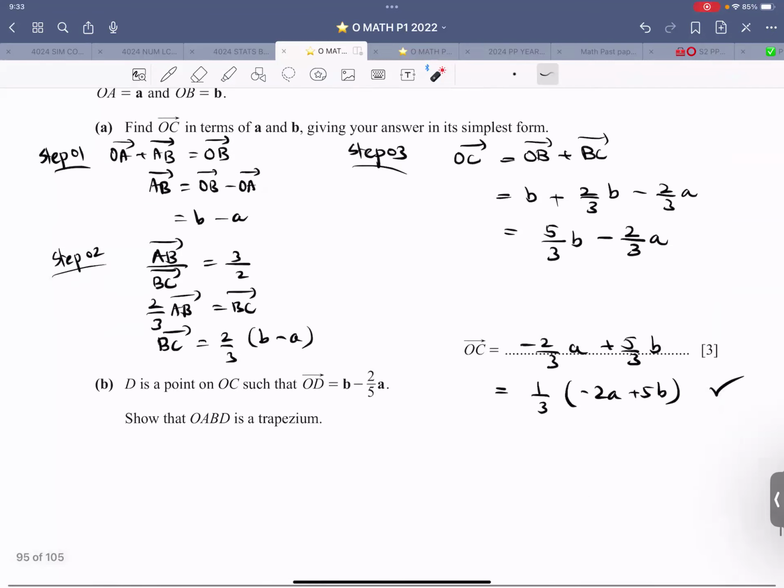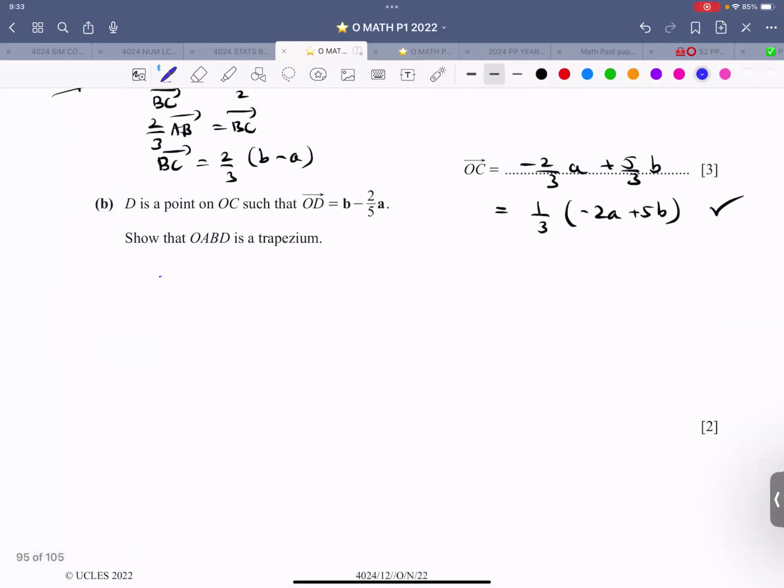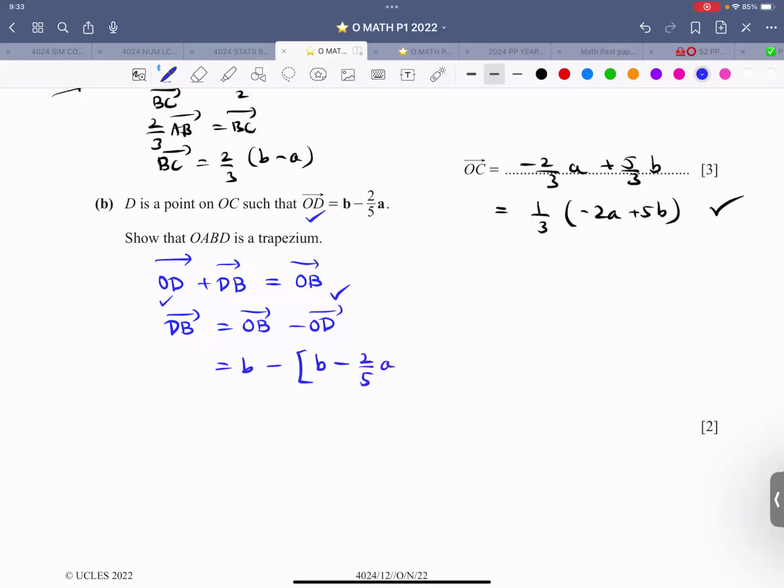So what do we have? We have OD. Or let's go this way. OD plus DB is OB. OD plus DB is equal to OB. I have OD, I have OB, make DB the subject. So DB is OB minus OD. OB is B minus OD is B minus 2/5 A. B and B cancel out, minus minus cancel out. I'm left with 2/5 A.